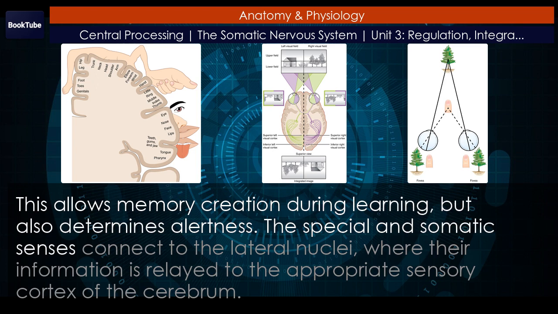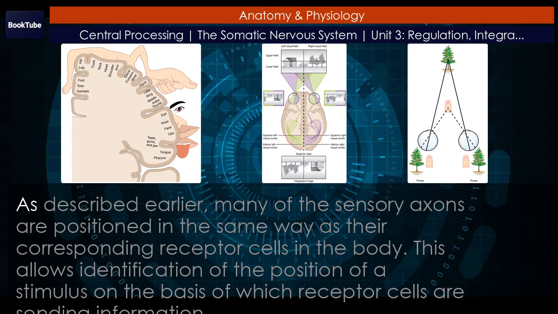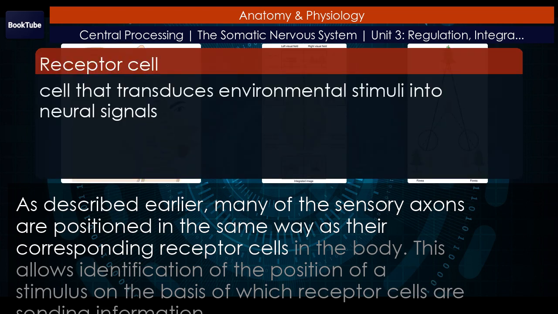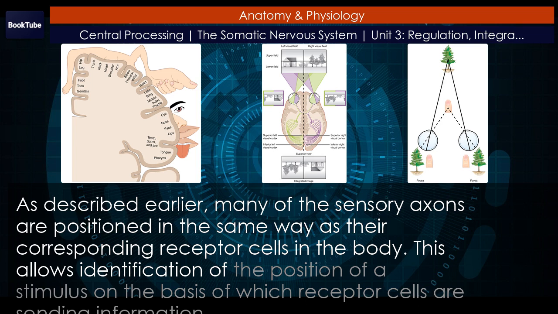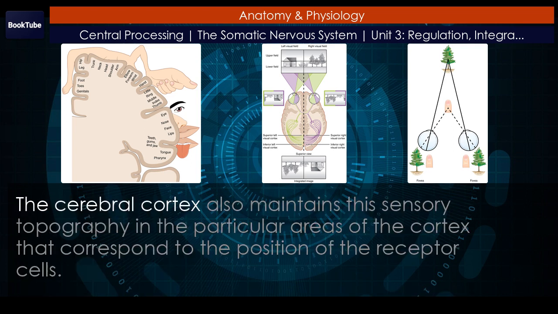The special and somatic senses connect to the lateral nuclei, where their information is relayed to the appropriate sensory cortex of the cerebrum. Cortical processing. As described earlier, many of the sensory axons are positioned in the same way as their corresponding receptor cells in the body. This allows identification of the position of a stimulus on the basis of which receptor cells are sending information. The cerebral cortex also maintains this sensory topography in the particular areas of the cortex that correspond to the position of the receptor cells.